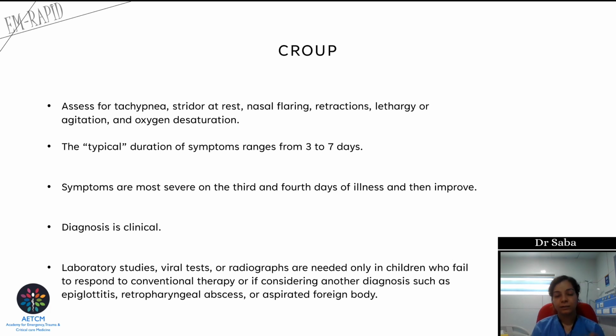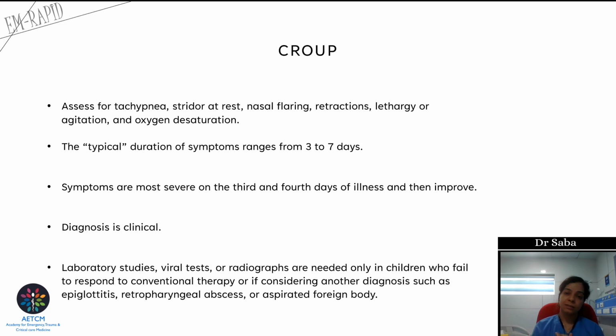So typical duration of symptoms will range from 3 to 7 days, and it is most severe on the third and fourth day of illness, and then the child will gradually improve. Just like bronchiolitis, croup is also a clinical diagnosis. They have very similar presentations.